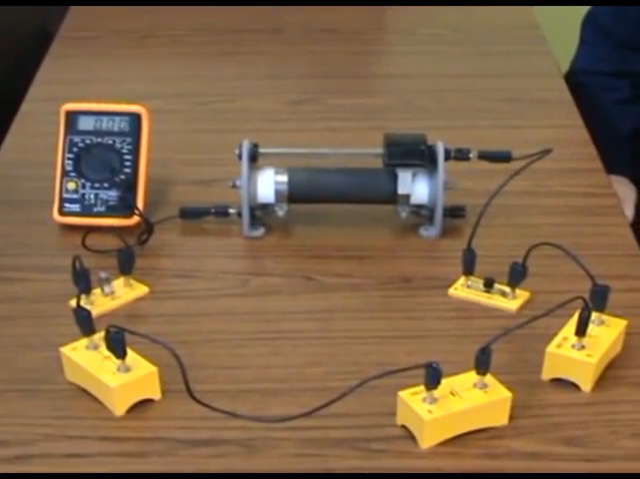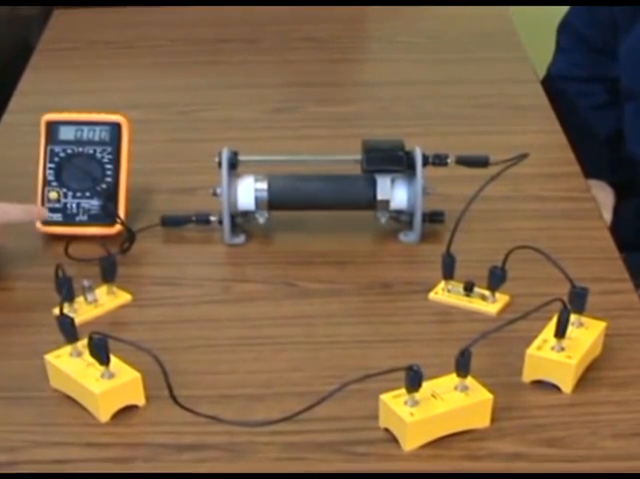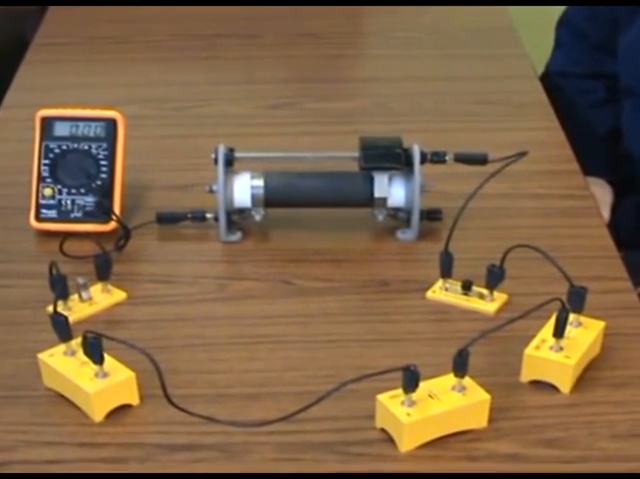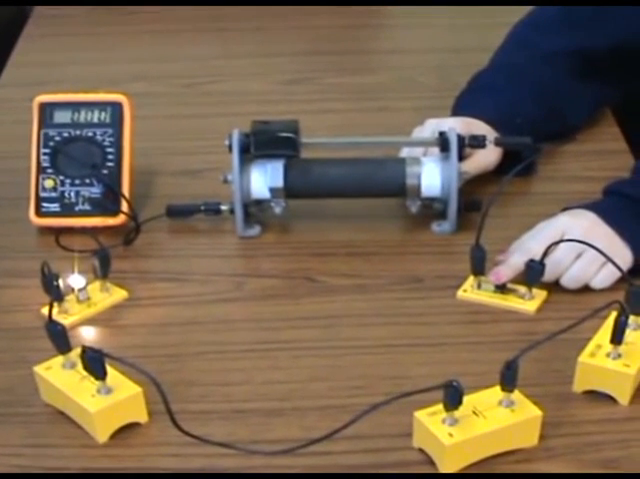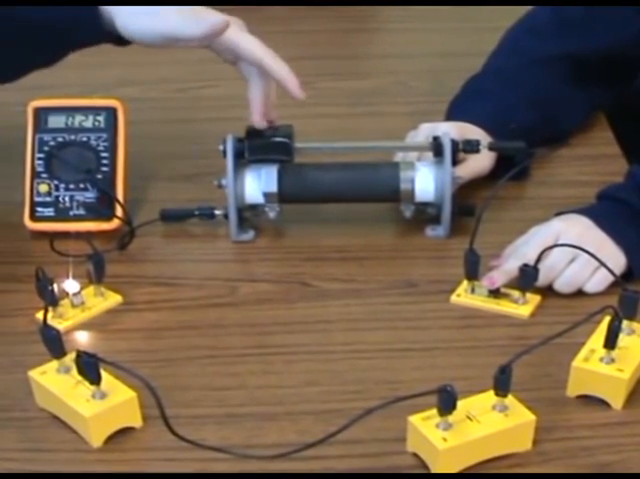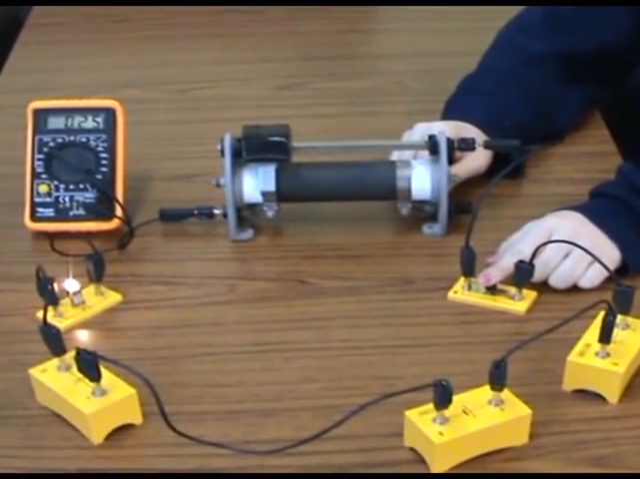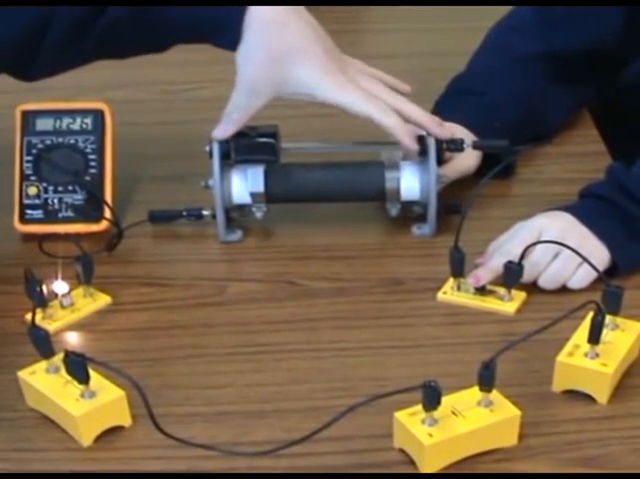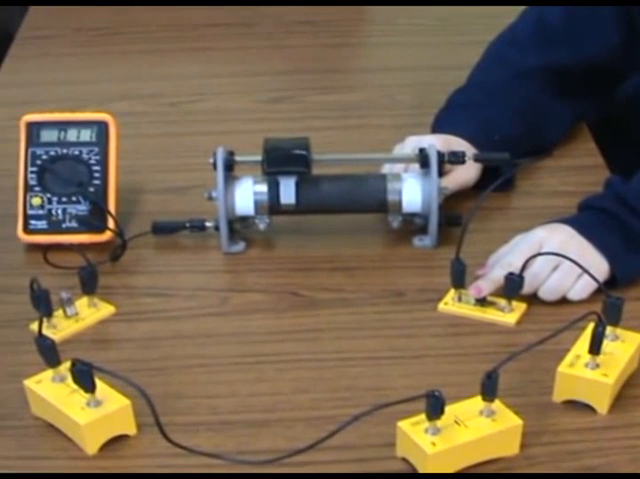This is a simple circuit that has 3 batteries in series, a switch, a rheostat, ammeter, and a bulb. Now we use the rheostat as a variable resistor. The switch is closed. In this position, resistance is 0, current is maximum, and the bulb lights very bright. As I slide the contact, resistance increases, current goes down, and the bulb glows dim.